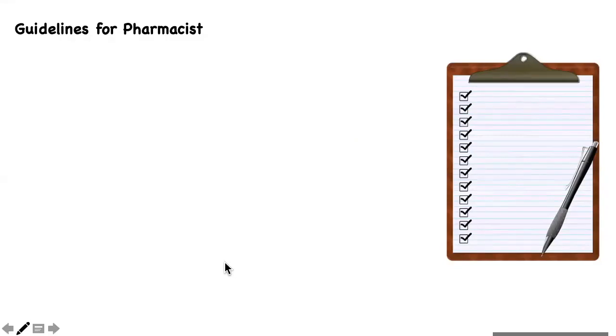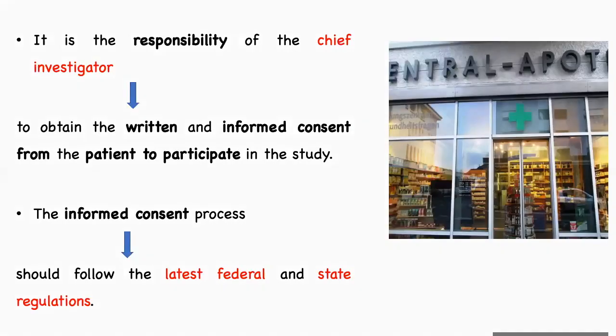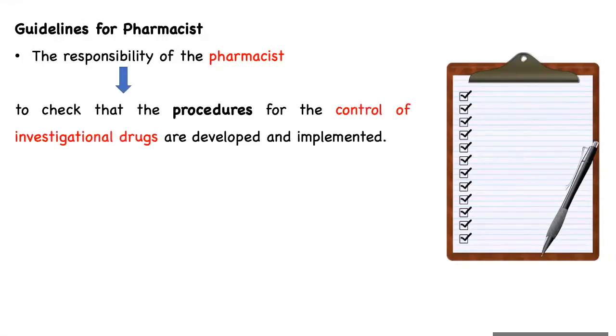Okay, so this is regarding the informed consent and the guideline to the institution. The institution has to follow all these guidelines. Let's see the guideline for the pharmacists. What are the guidelines for the pharmacists if you are dealing with such investigational drug? The responsibility of the pharmacist is to check that the procedures for control of investigational drugs are developed and they are properly implemented. So as a pharmacist, you are involved in the verification of the procedure for control of the investigational drug. You are sometimes also involved in development and implementation of these procedures while research on the investigational drug is conducted.